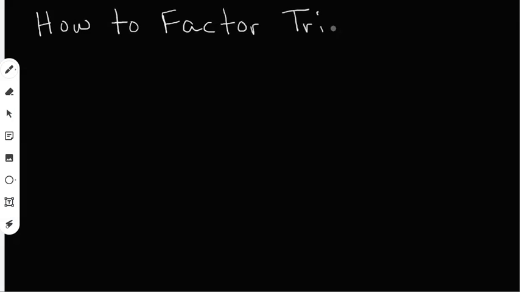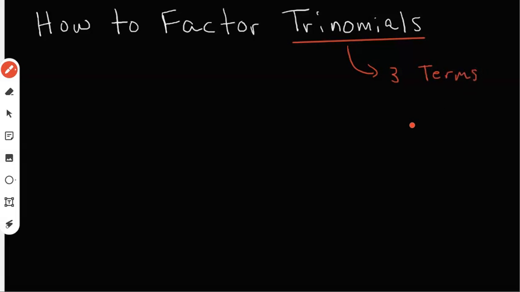In this lesson, we're going to talk about how to factor trinomials. A trinomial is a polynomial with three terms. So I'm going to go ahead and underline this, because trinomial means three terms. So let's look at what a trinomial might look like.